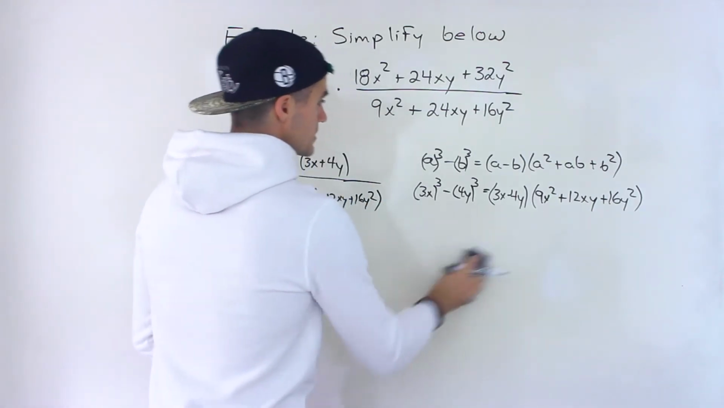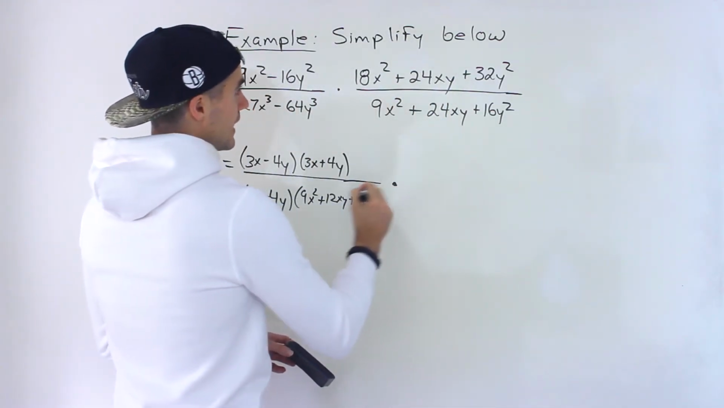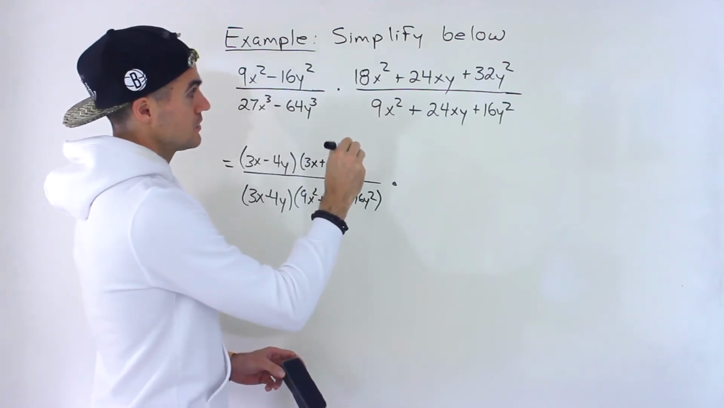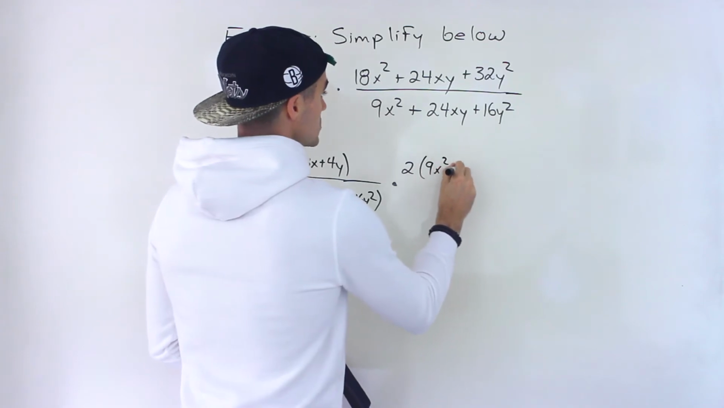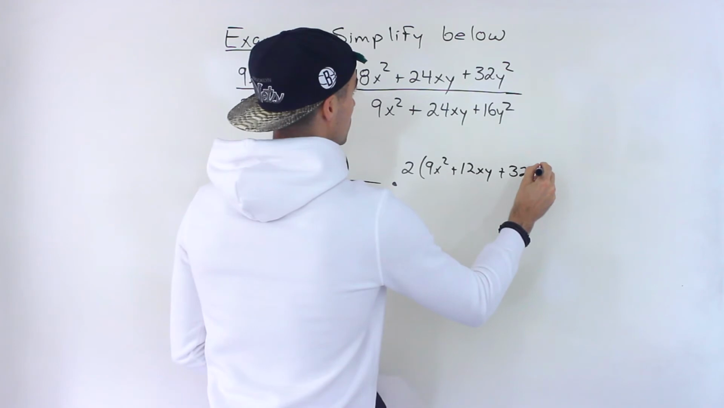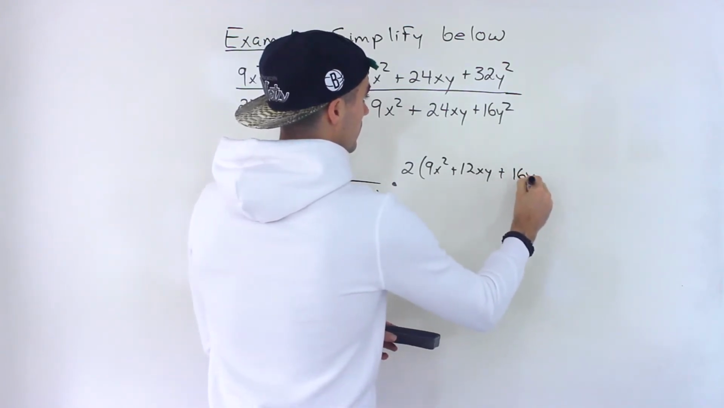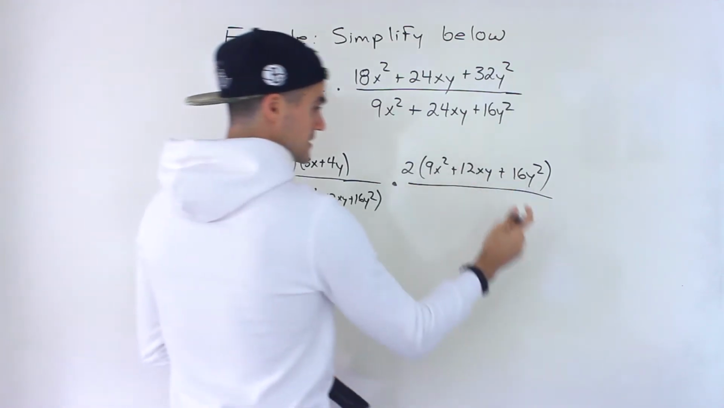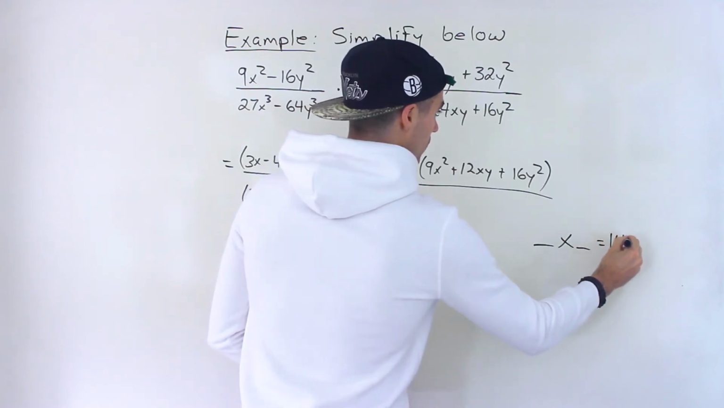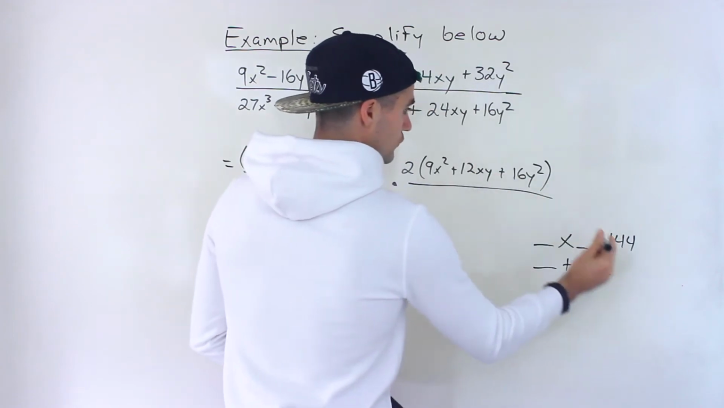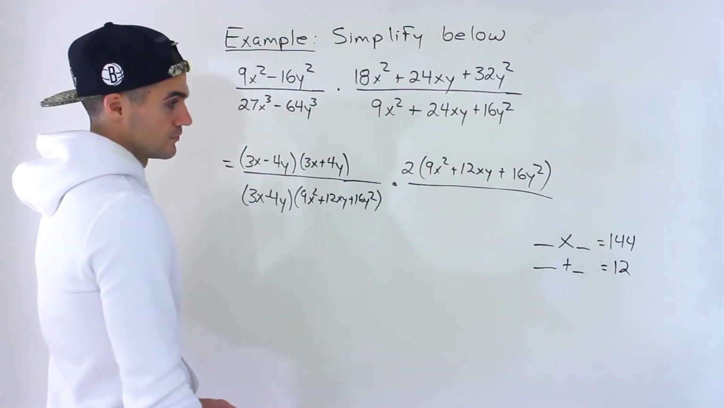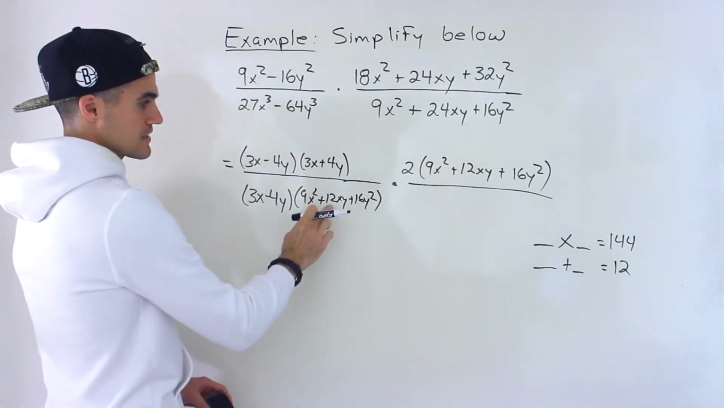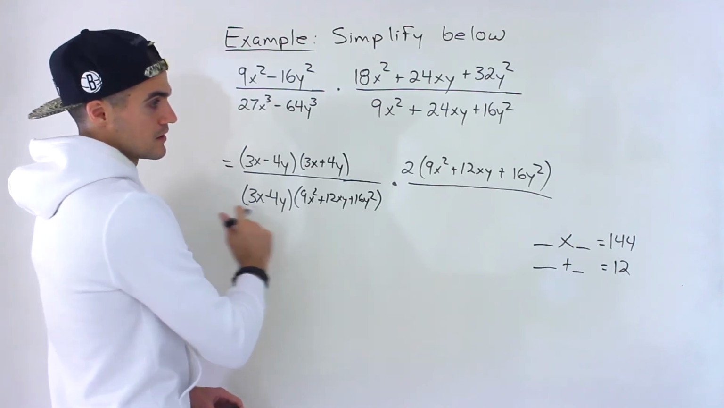Moving on to the next rational expression, we have 18x squared plus 24xy plus 32y squared. Out of everything, we can actually take out a 2. So we'd have 9x squared plus 12xy plus, no, sorry, plus 16y squared, like that. And this bracket doesn't factor any further. If you took 9 times 16, that would be 144, and there are no numbers that multiply to 144 and add up to 12. So this bracket doesn't factor any further. But it's going to cancel out with this bracket eventually, so that's going to be nice.